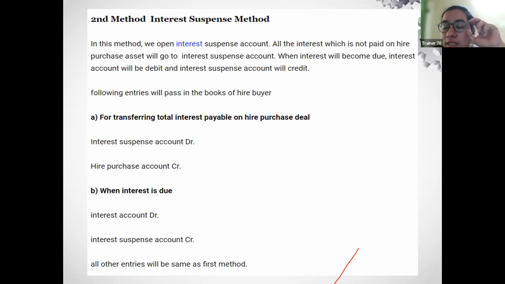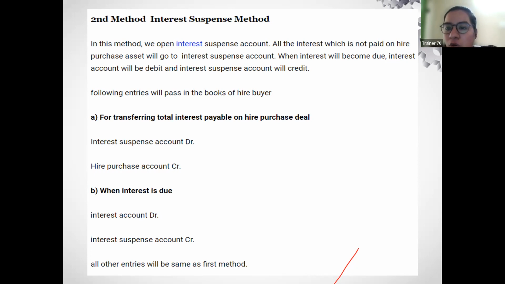Now, what happens under this method? You open a suspense account. Whatever interest or installment you have to collect, say every month you have to collect 10,000, you will make a total of the amount and put it up in the suspense account. So whenever you receive the amount, you will take it from the suspense account and treat it accordingly. That is the only difference. See, under this method, what happens? We open an interest suspense account.